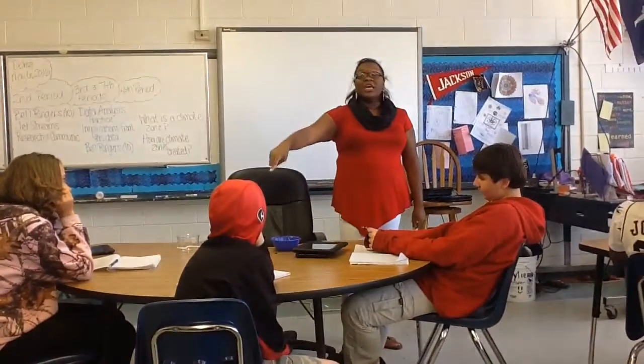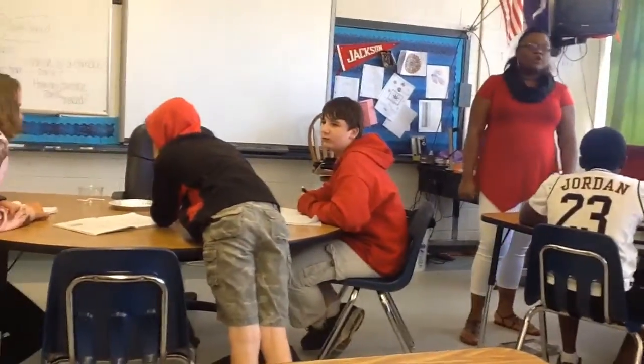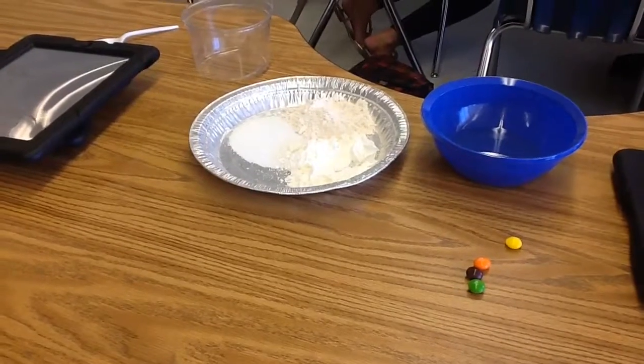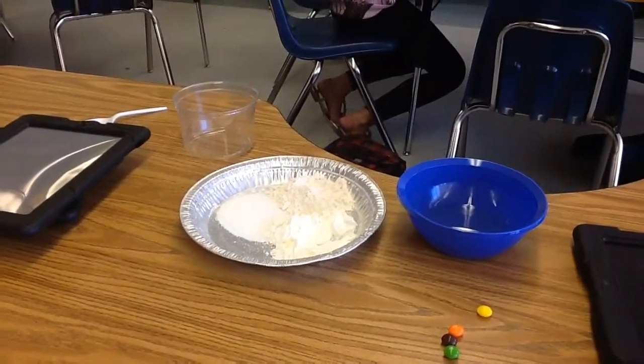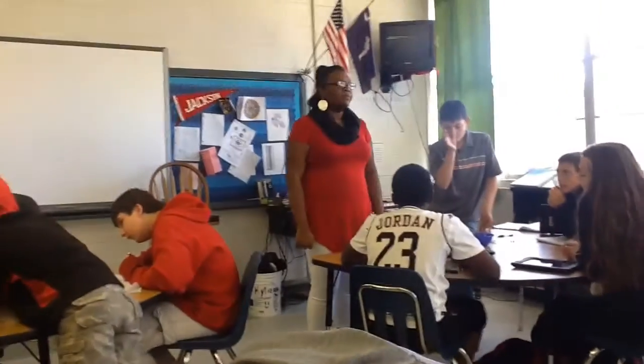Please look in your pan. Don't touch anything yet. The very smooth, fine crystals are sugar. The white powder is cornstarch. And the brownish white powder is flour.